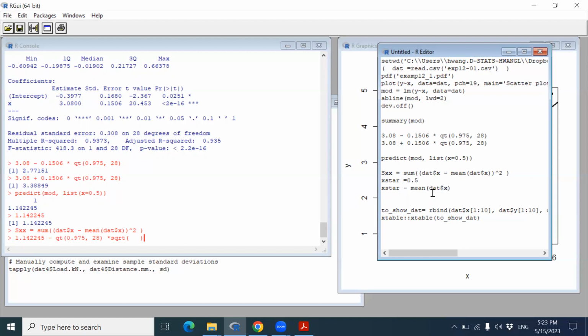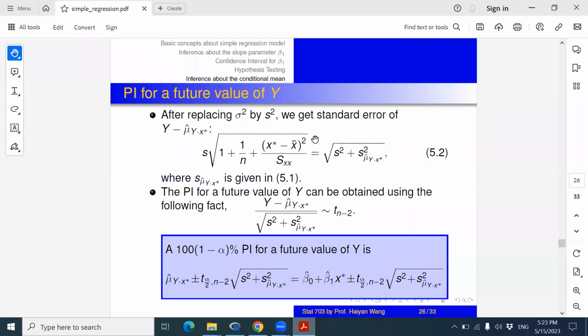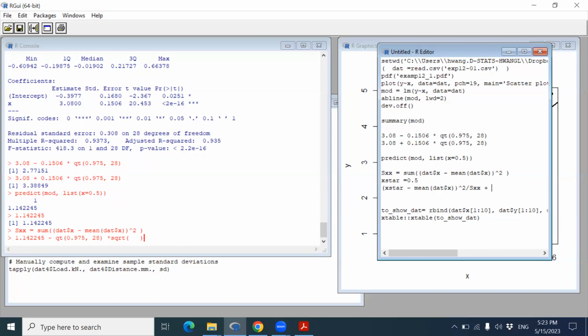This whole thing, we need to consider as the numerator after we square it, and we divide it by Sxx. That's the ratio: squared in the numerator, Sxx in the denominator. And then we also have 1 divided by the sample size. The sample size was 30. And this whole thing, we take the square root. That will give us the standard error. So I'm going to write this standard error equals that.